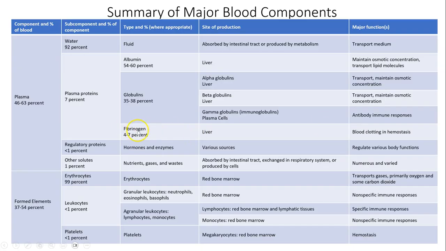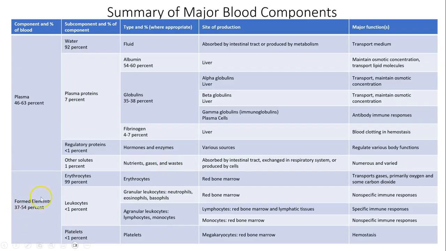And then fibrinogen, small percentage also produced in the liver, but this is really important for blood clotting. All right, so it's going to make some fibrous proteins and stuff like that that are going to form a mesh network over an injured blood vessel. So those are really important. Then we've also got some regulatory proteins like hormones and enzymes, and then a combination of other solutes like nutrients, gases, and waste products. And so that's all making up plasma.